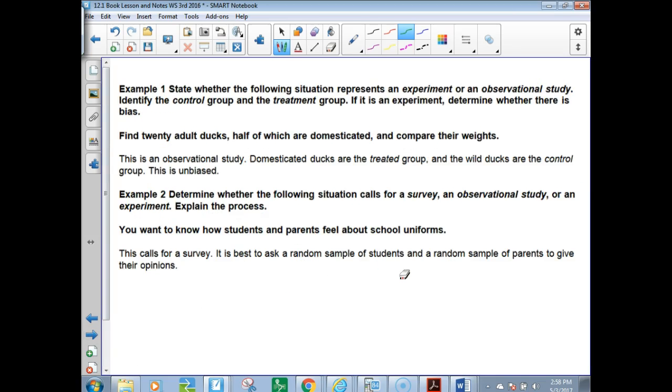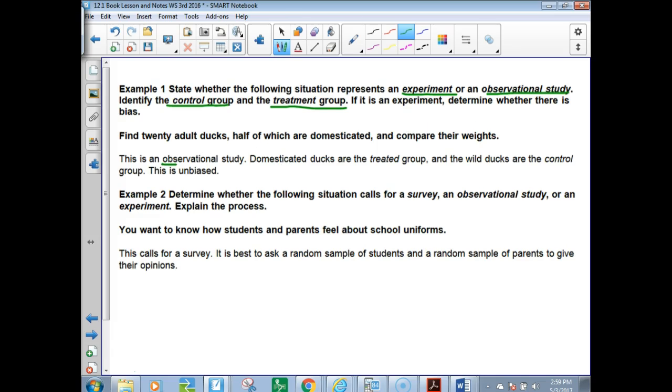Okay, so example 1. State whether the following situation represents an experiment or an observational study. Identify the control group and the treatment group. So you got 2 different answers, well actually 3. If it's an experiment, determine whether there is bias. Okay, find 20 adult ducks, half of which are domesticated, and compare their weights.